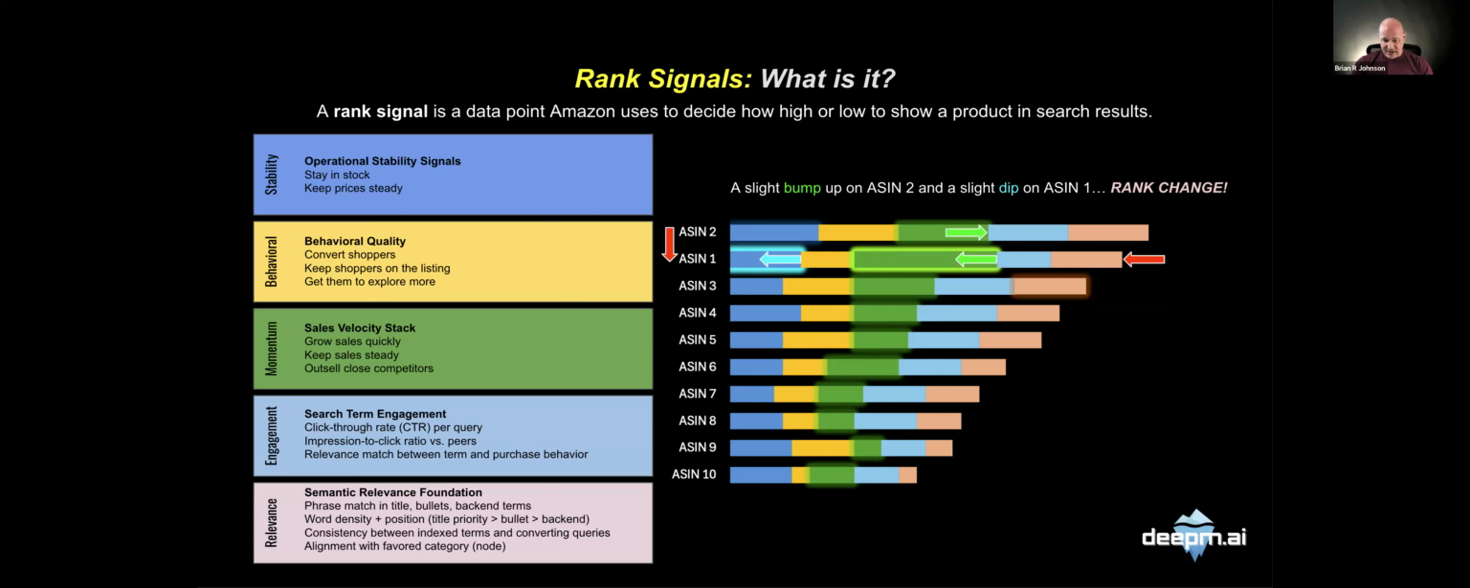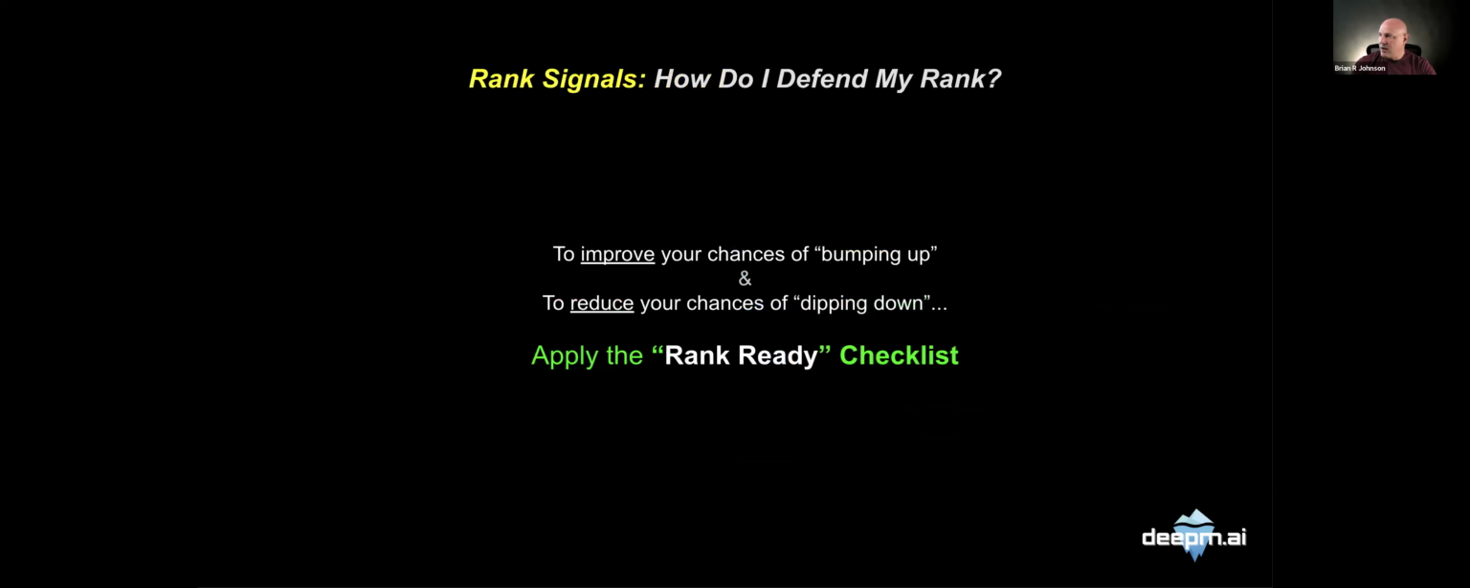Relative conversion rate is by far one of the biggest ones. Relative conversion rate, and that can affect price parity. For price parity, I'll touch on that here in a minute, but let me get into the rank ready checklist. And Dave, let me know if I didn't answer that one correctly.